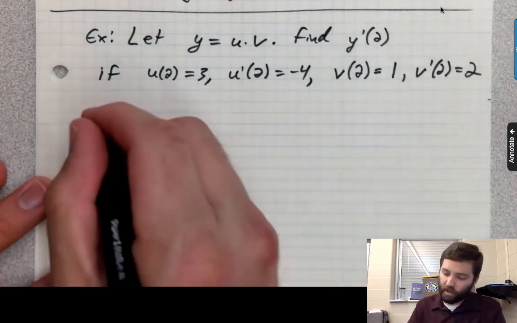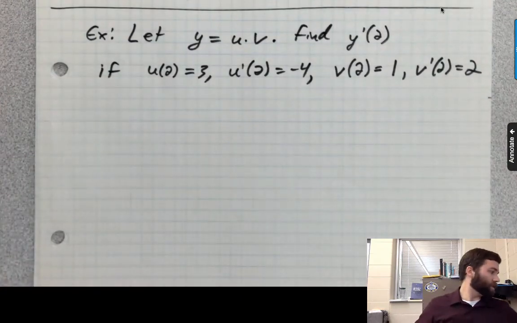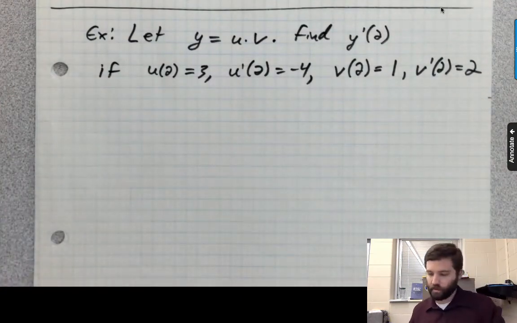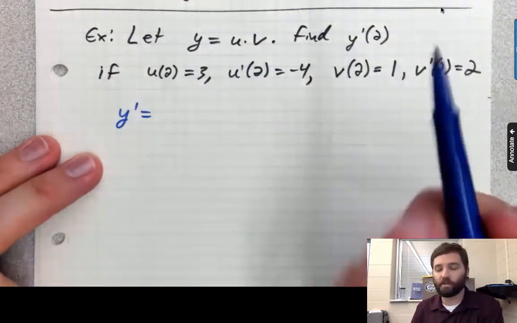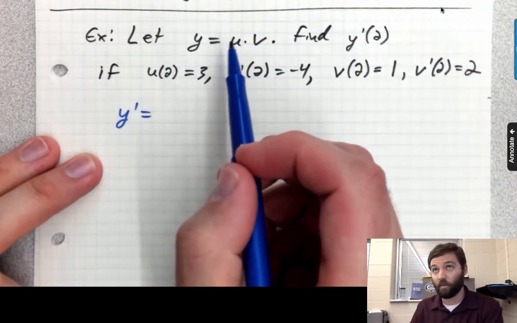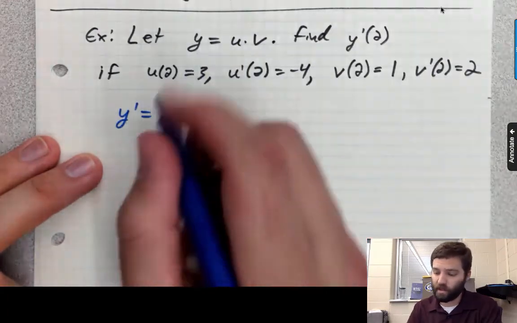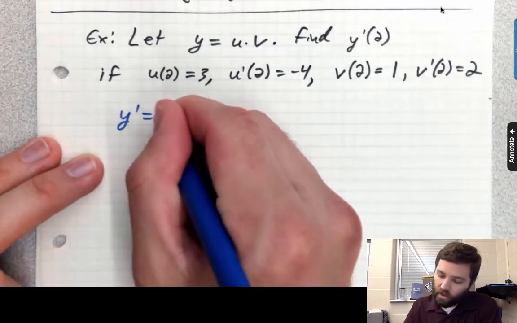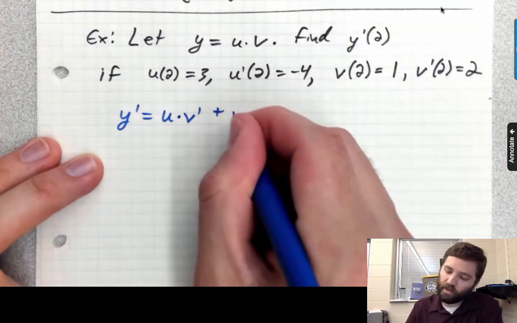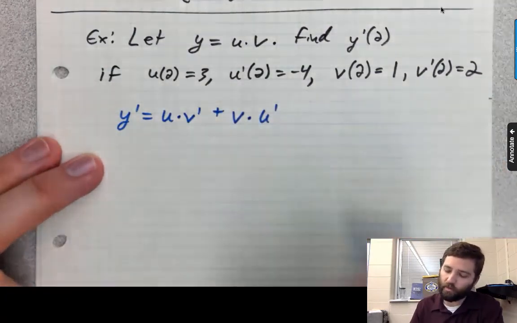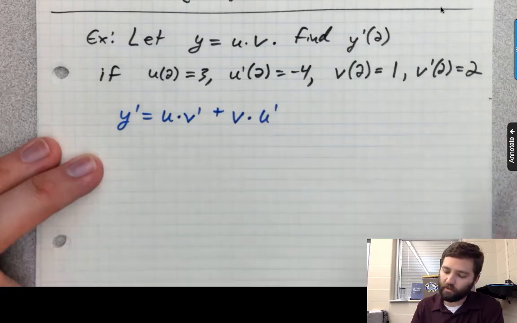So let's just start with that. In fact, let's go for a different color here just for fun. So y prime will be equal to, well, y is a product, so it's u times v. So the derivative will be u times v prime plus v times u prime, right? First derivative of the second plus second derivative of the first.